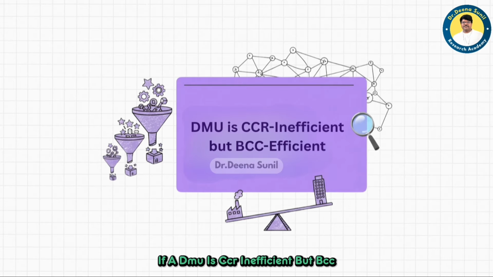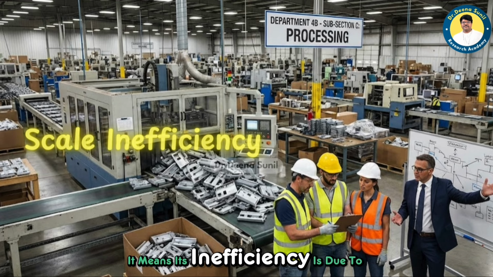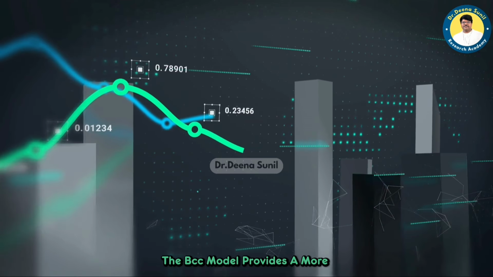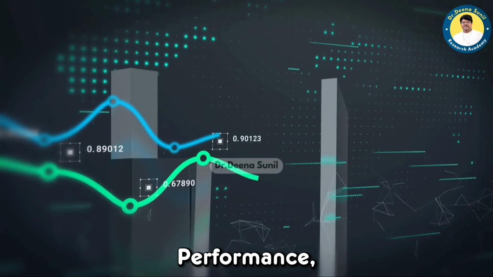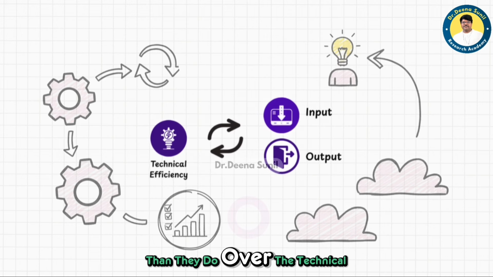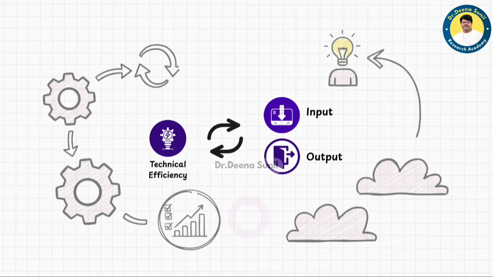If a DMU is CCR inefficient but BCC efficient, it means its inefficiency is due to scale inefficiency. It's simply too big or too small. The BCC model provides a more realistic measure of managerial performance, as managers often have less control over the scale of the operation than they do over the technical efficiency of converting inputs to outputs.